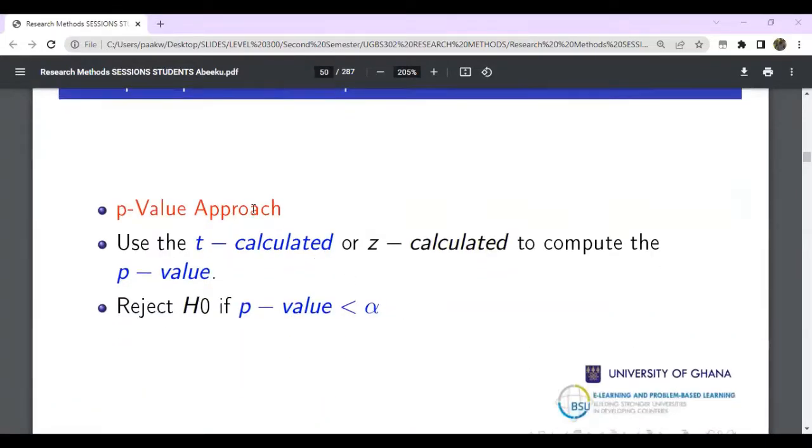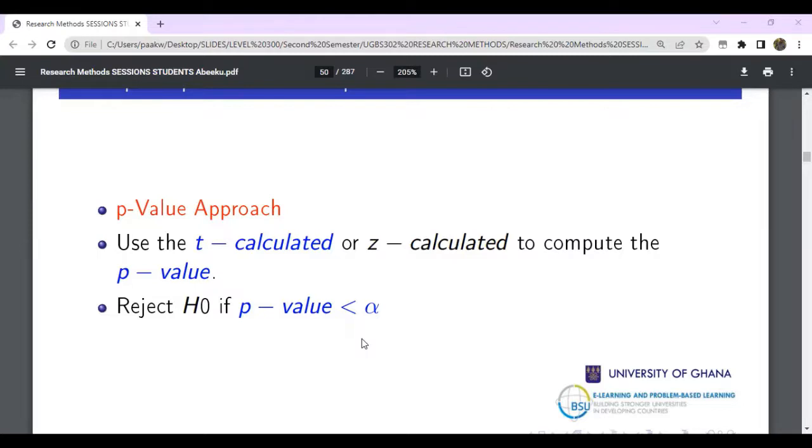So this is the p-value approach. You use the T calculated, that is the T test, or the Z calculated. But under research methods, you are going to use the T. Most of them will be the T to compute the p-value. And I gave you these rules. Under the critical value approach, we learned that we must reject H0 if T computed or calculated is greater than T critical. Otherwise, fail to reject. And the p-value approach is the opposite of the critical value approach.